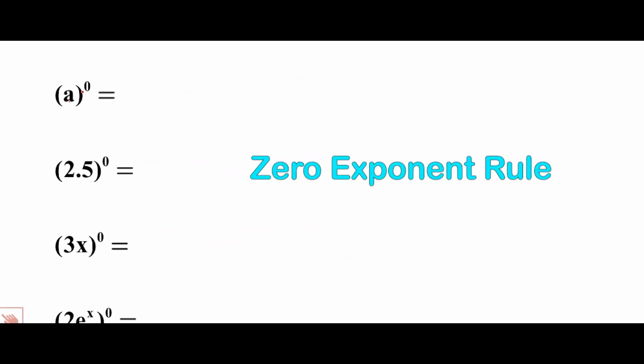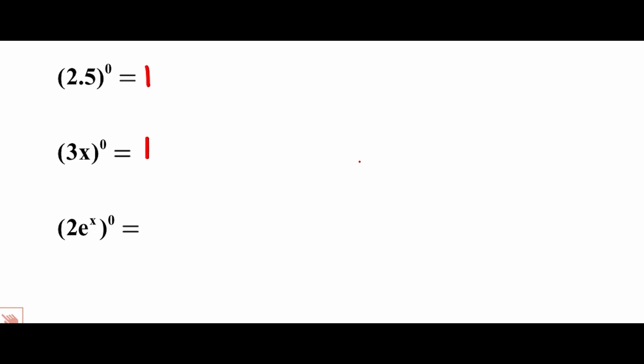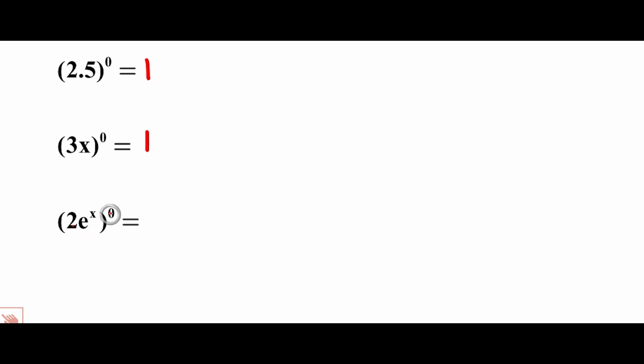Number 5. A to the power of 0 is 1. It means any non-zero number raised to the power 0 is equal to 1. For example, 2 times 5 to the power of 0 is 1. 3x to the power of 0 is 1. 2 times e to the x, to the power of 0, is 1. This is an especially important fact in calculus.